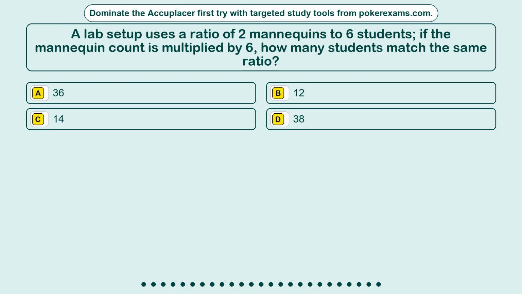Question 5. A lab setup uses a ratio of 2 mannequins to 6 students. If the mannequin count is multiplied by 6, how many students match the same ratio? Option A, 36. Option B, 12. Option C, 14. Option D, 38.